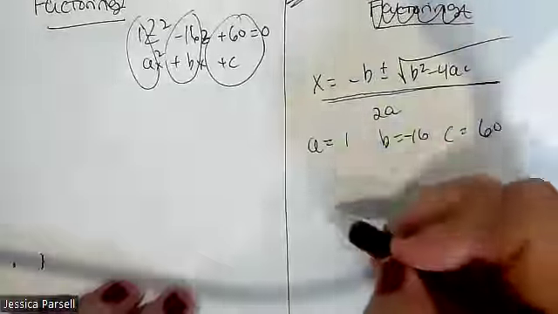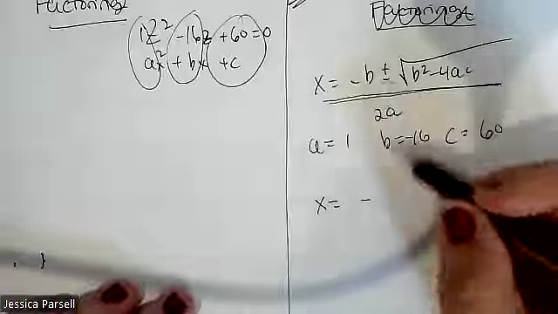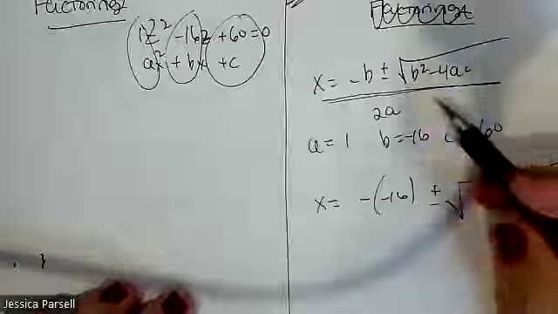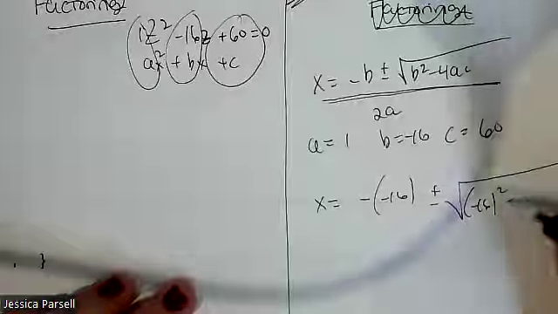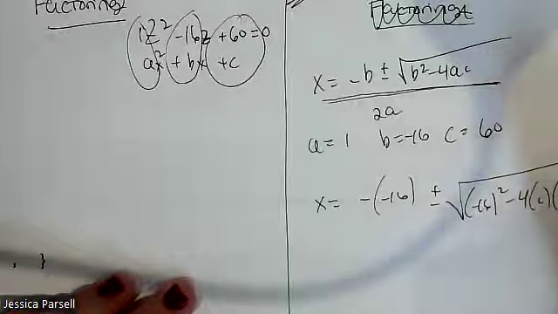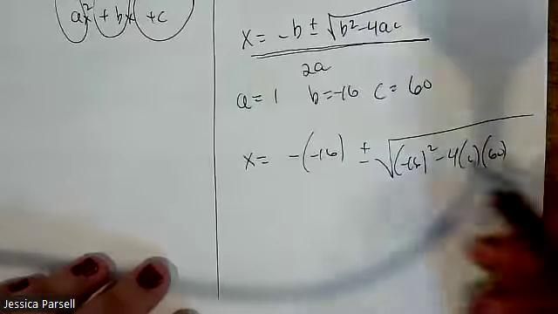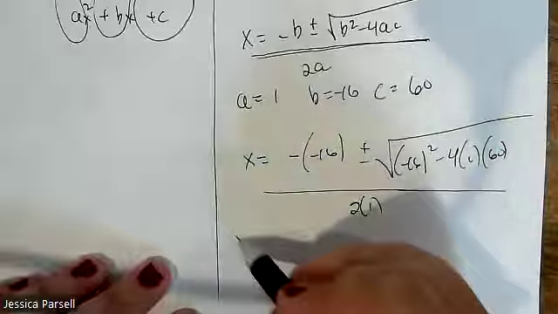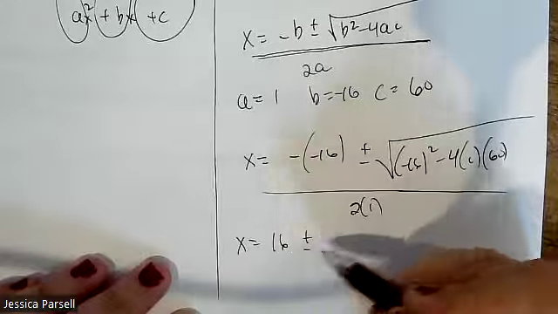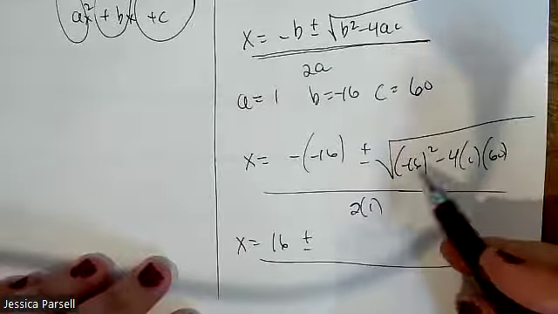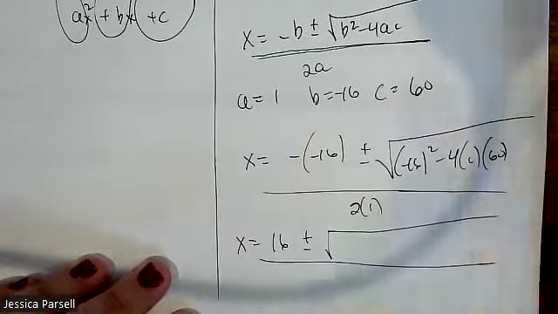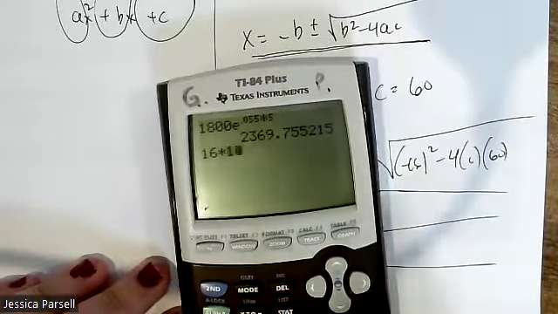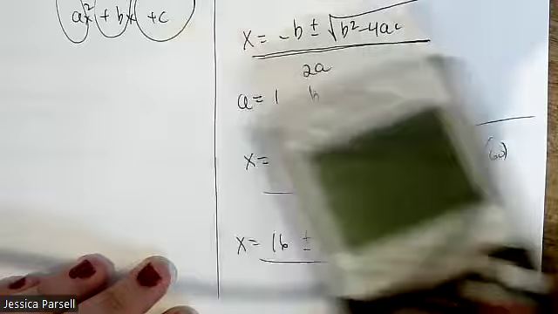Okay, so now that we know our a, b, and c values, let's put them into position. So negative b plus or minus the square root of b squared minus 4 times a times c, oopsie, all over 2 times a. So negative negative 16 just turns into 16 plus or minus. So negative 16 squared, well, that's just like 16 times 16. So that's going to give us 256.